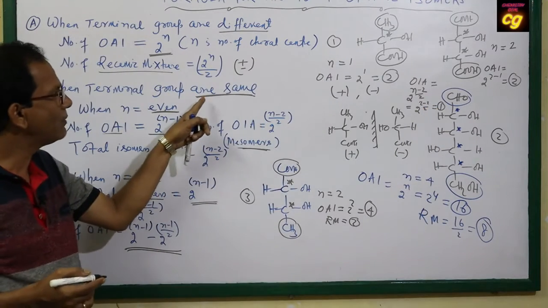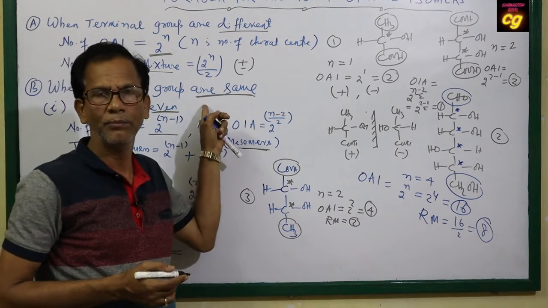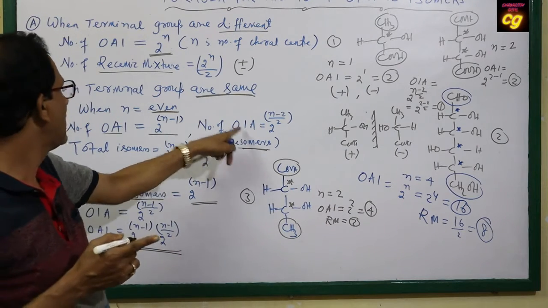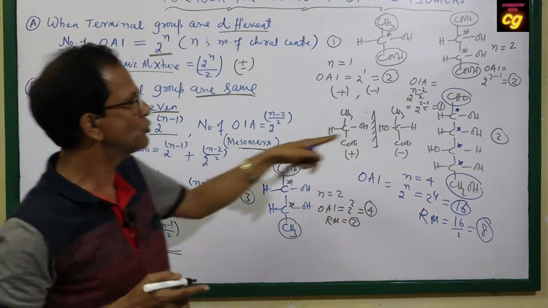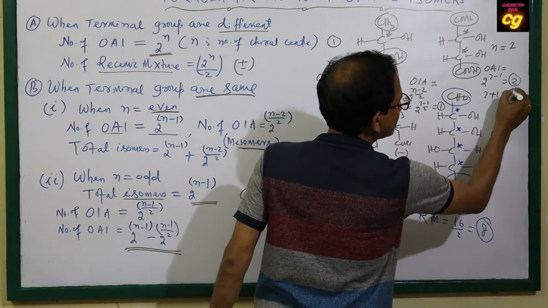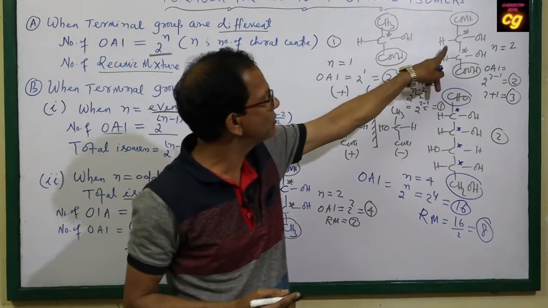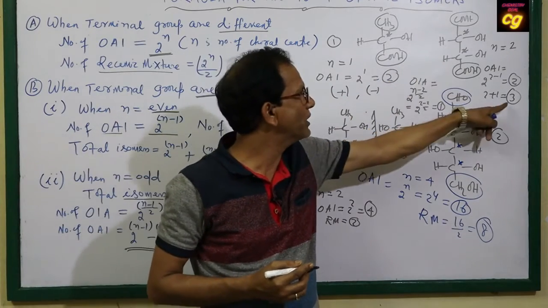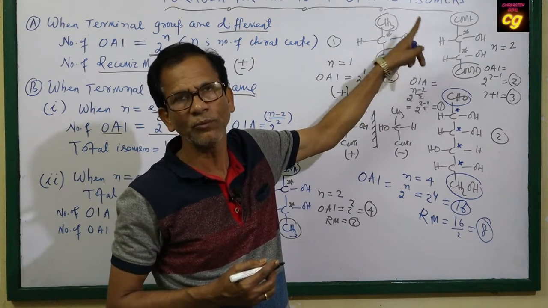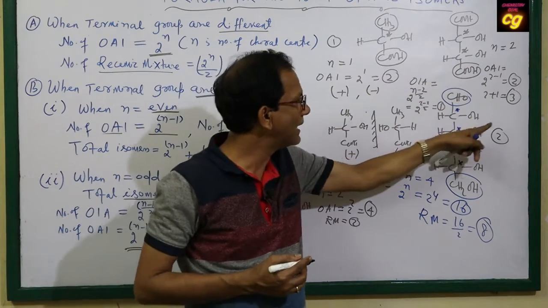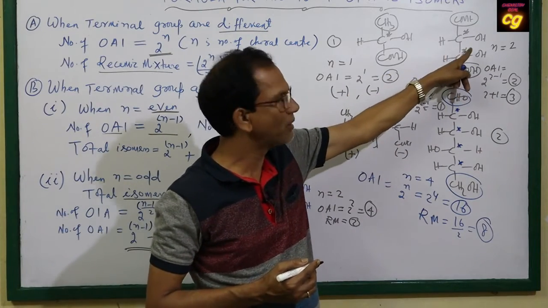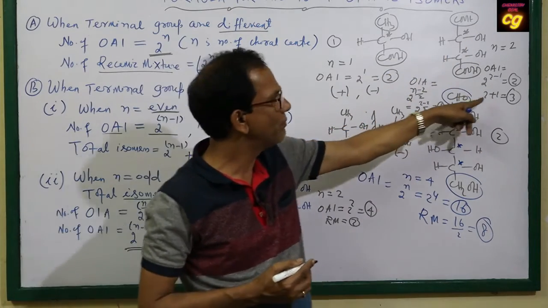So one meso isomer will be formed. The meso isomer is one, that is the optically inactive isomer, and the optically active isomers are two. So the total is 2 plus 1, that is 3. In this case the total number of isomers will be 3. The two optically active isomers are one plus and one minus, and the other is the meso compound.